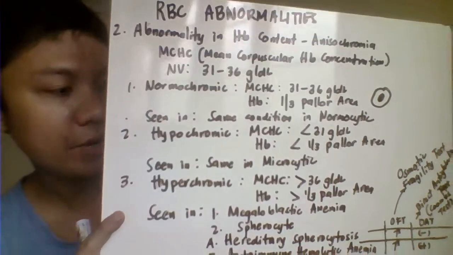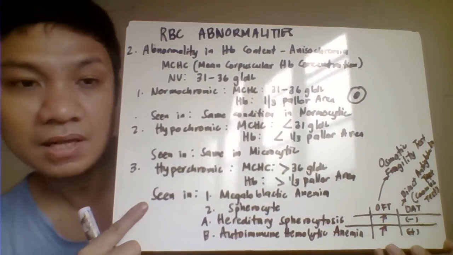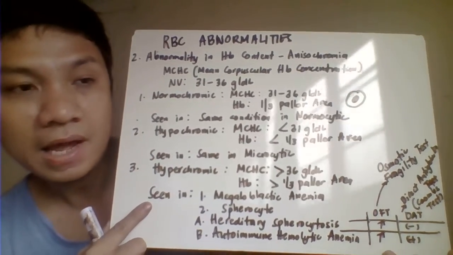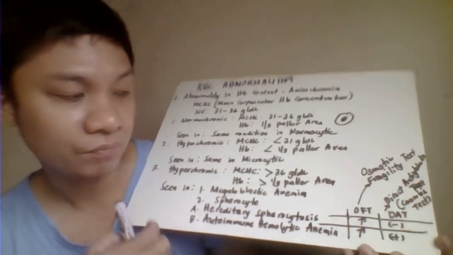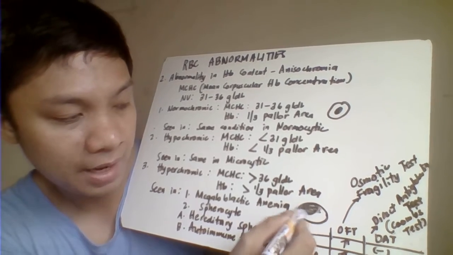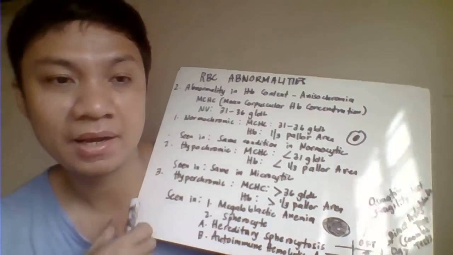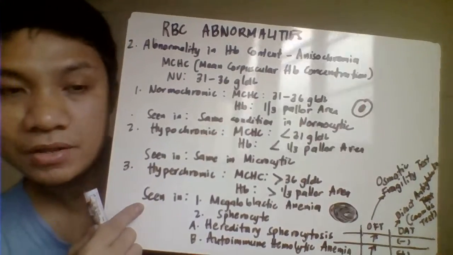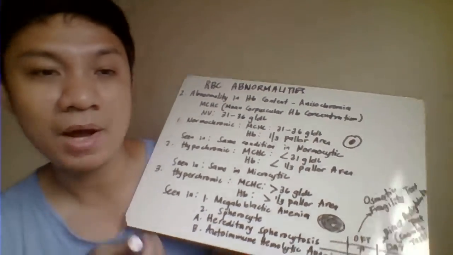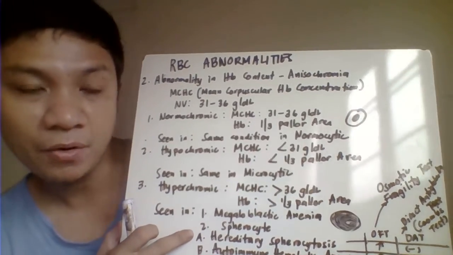Another one, we have your hyperchromic. Hyperchromic, on the other hand, is characterized by MCHC concentration more than 36 grams per DL. The pallor area here would eventually be more than 1/3. So, sobrang ano niya, ganyan ko na RBC natin. So, medyo sobrang dark area. Okay, that's your hyperchromic. So, conditions associated with your hyperchromic are also related to your kanina macrocytic. Like what? Your megaloblastic anemia. In addition to that, you could also appear to be hyperchromic.